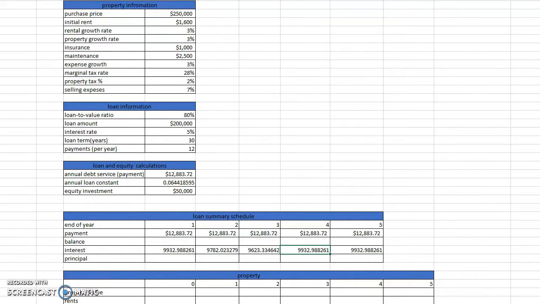The fourth year, starting with 37 and ending with 48. And the fifth year, starting with month 49 and ending with month 60.